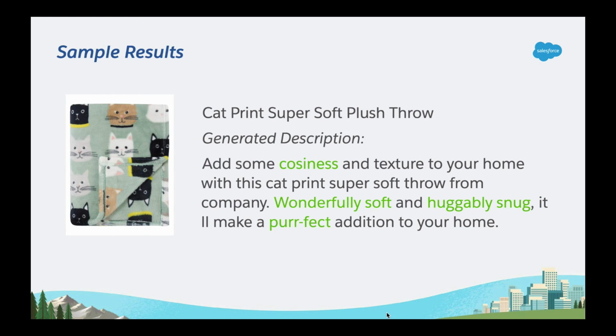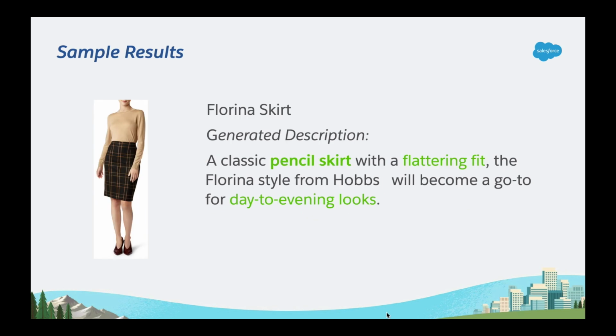So the model is given the input image you see on the left and the name of the product, and it generates this paragraph. I've highlighted in green the interesting words, some of the words that it picks out from information that's only available in the image. And it's one of my favorite examples. The perfect addition to your home. Really, really sells it.